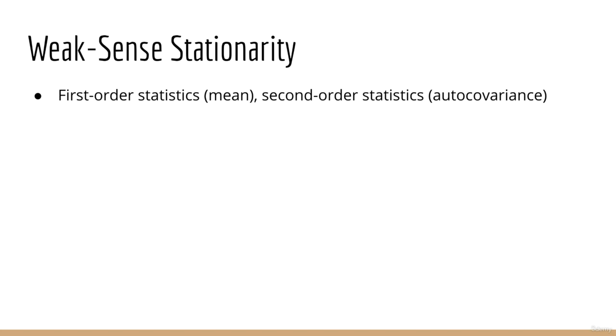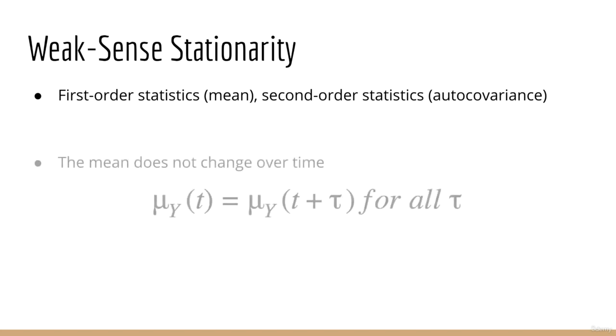Alright, but now, we're going to look at this in a more exact way. Luckily, I think these are pretty straightforward. If you don't find that to be the case, it's not absolutely necessary to understand what we're going to do next. So for the mean, it just says that the mean at time t is equal to the mean at time t plus tau for all tau. That makes sense. It means that no matter where we look, the mean is always the same.